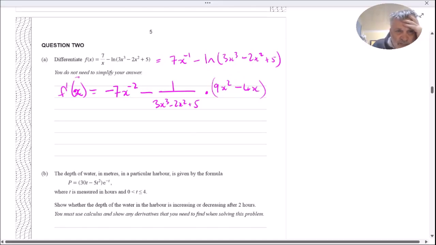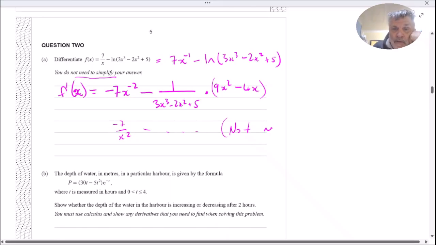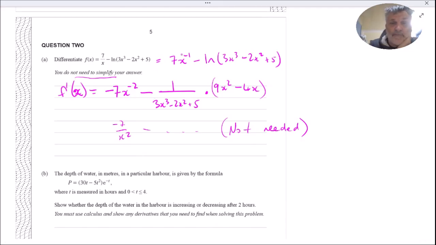And you do not need to simplify your answer. This should be enough. You could rewrite this bit here as minus 7 over x squared. You could write this with the 2 bits over. If you had to do some working with it, you'd get a common denominator, etc. But this is not needed. We're explicitly told we don't need to simplify. So just testing the differentiation techniques: power rule, how to differentiate logarithm, chain rule.